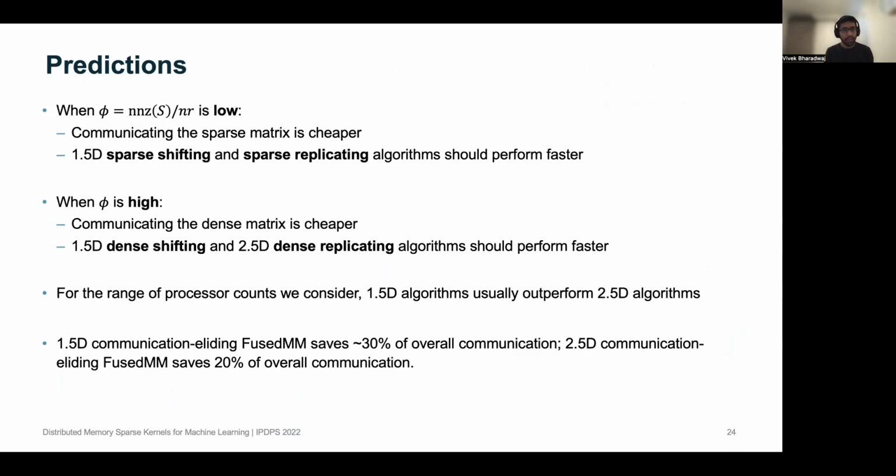Now, our predictions are that when phi, the ratio of the number of non-zeros of S to NR, is low, communicating the sparse matrix is cheaper. So our 1.5D sparse shifting algorithms and sparse replicating algorithms are going to win out. On the other hand, when phi is high, communicating the dense matrix is cheaper. So the 1.5D dense shifting and 2.5D dense replicating algorithms should perform faster. For the range of processor counts we consider, we predict that 1.5D algorithms should usually outperform their 2.5D counterparts. And finally, we predict that communication elision should save around 30% of communication for 1.5D algorithms and 20% of overall communication for 2.5D algorithms.